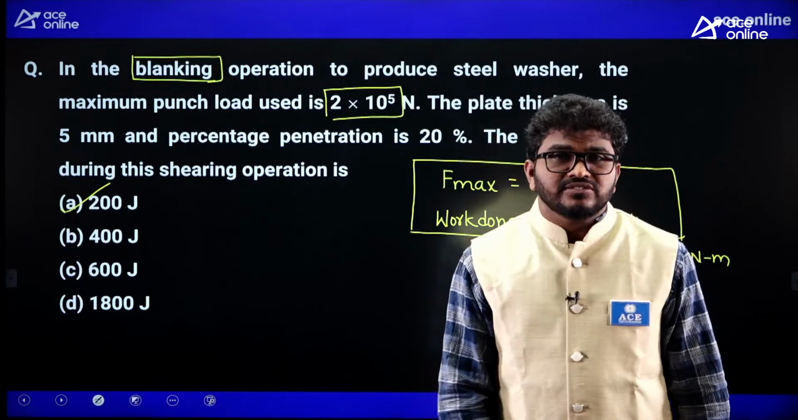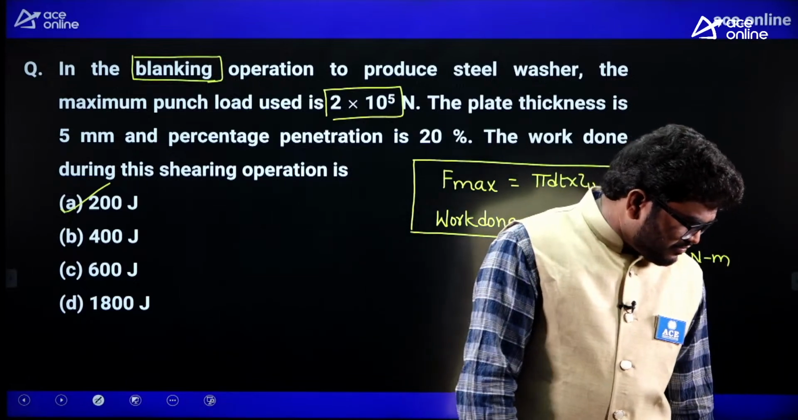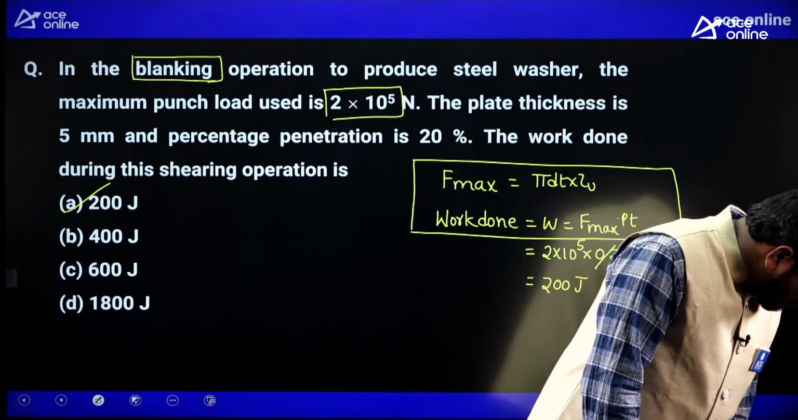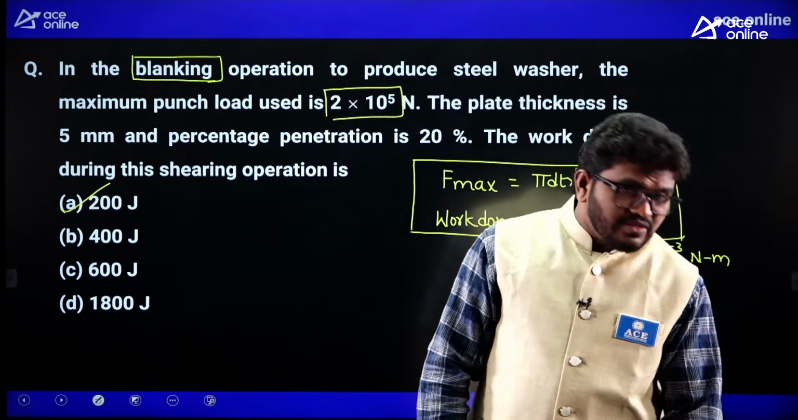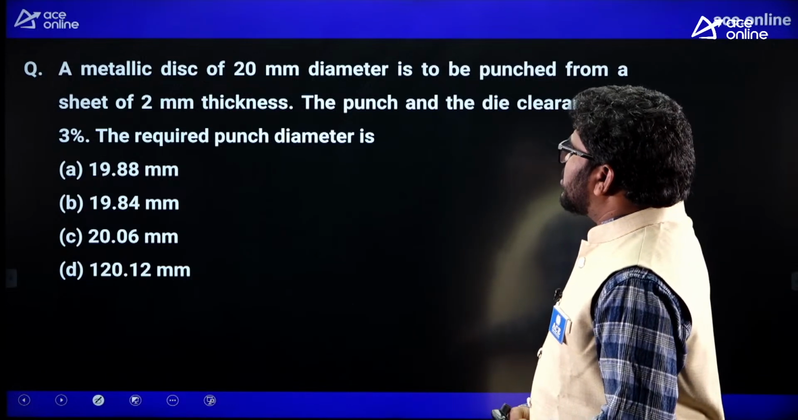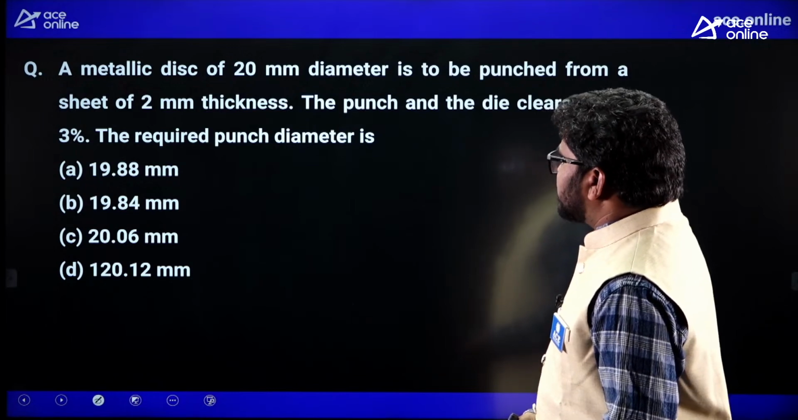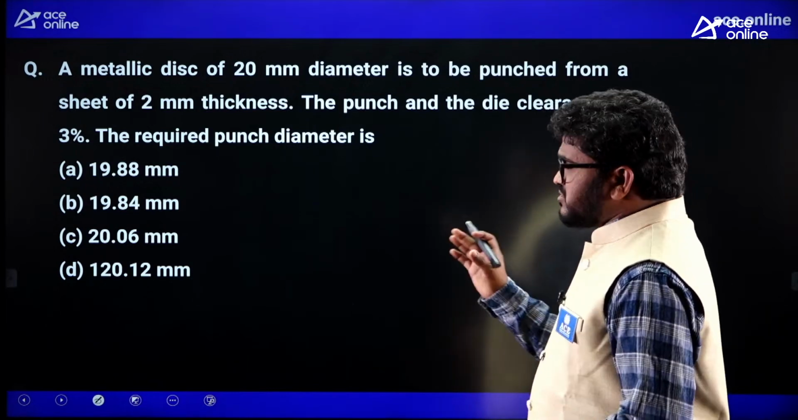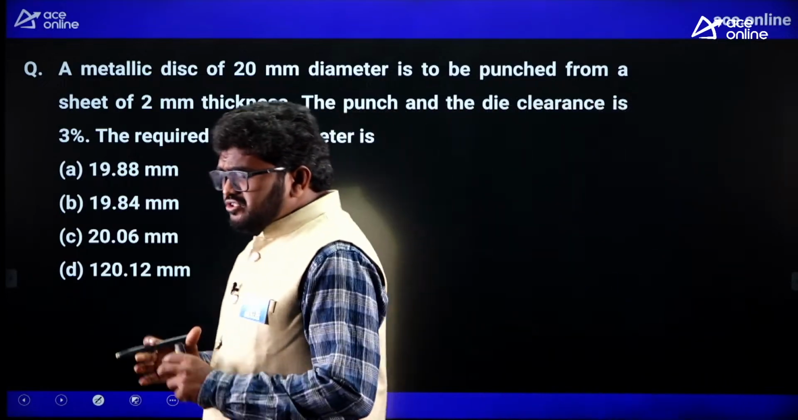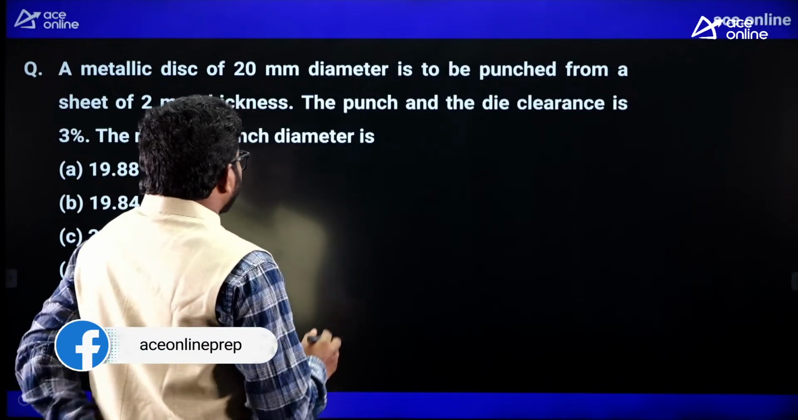Now I'm moving to the next question. Right, now listen. A metallic disc of 20 mm diameter is to be punched from a sheet of 2 mm thickness. The punch and die clearance, this is also very, very important. Design of punch and die, they will ask you questions.